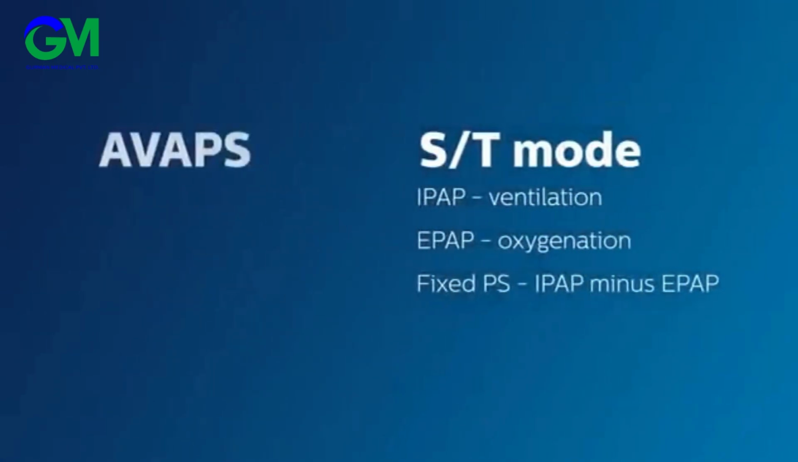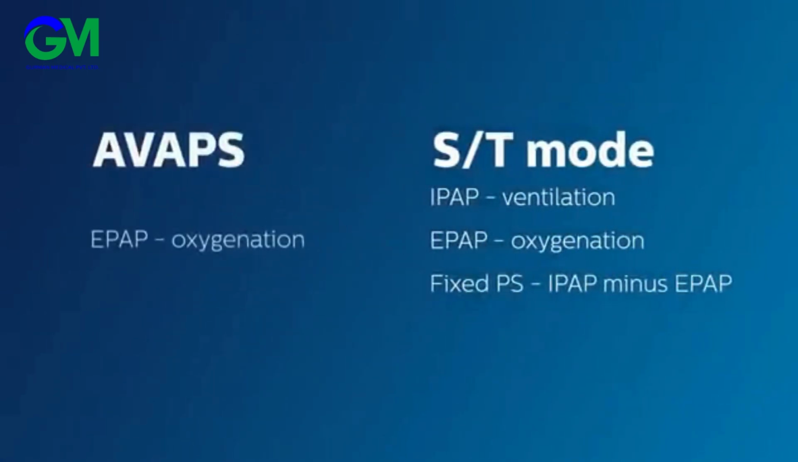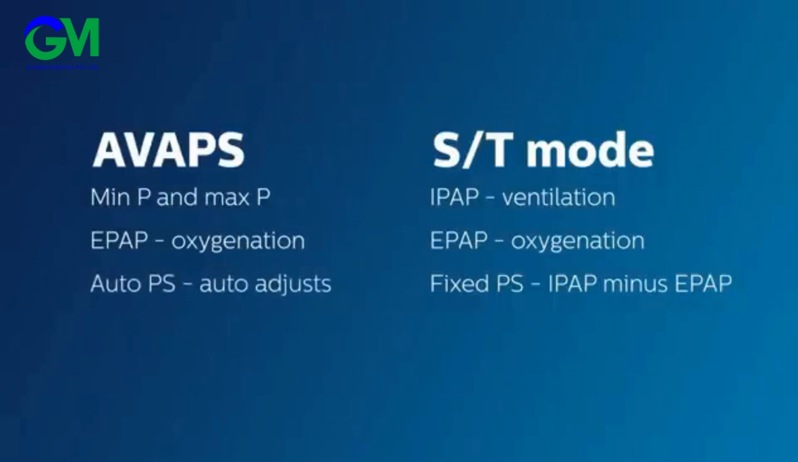In AVAPS, certain features are added. You still have the one EPAP control like in the ST mode. Rather than having one fixed IPAP setting, you now have the ability to set a range for your IPAP, a minimum and maximum IPAP setting. And the IPAP can change by itself within the minimum and maximum range. What this means is that because your IPAP can change within the range, the pressure support is no longer fixed. It changes as the IPAP changes within the minimum and maximum range.